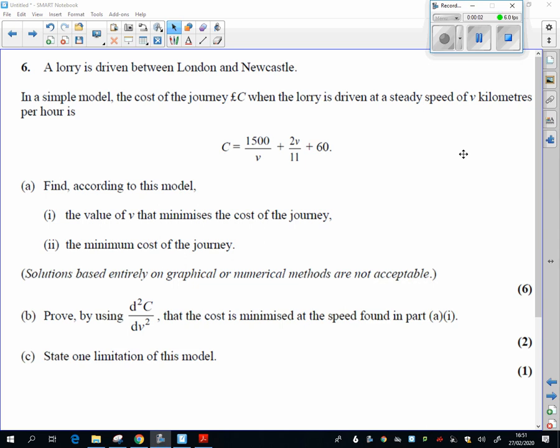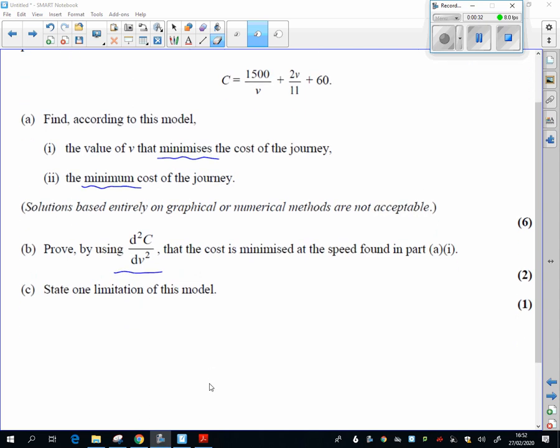Question 6 is a calculus question, and it never uses the word differentiation. When you get to part B, obviously they've got the second differential notation there. But as soon as they're talking about minimizing or minimum costs, if it's a quadratic it may be to do with the vertex, but if it's any other type of function, as this is, it's going to be to do with differentiating. So, what do I need to do? Well, I need to differentiate C.